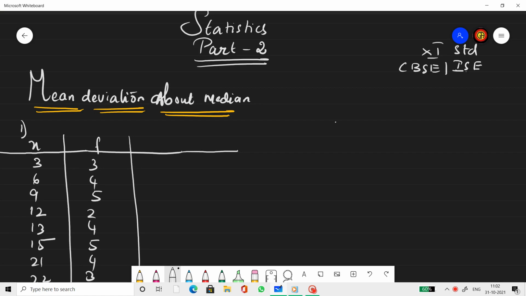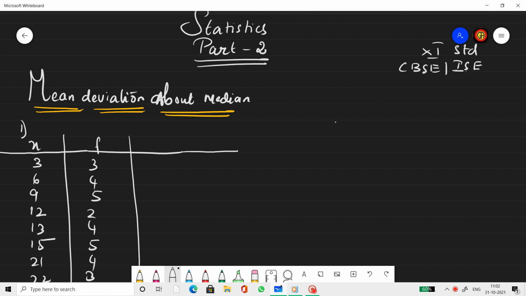Good morning, everyone. Today we're going to do part 2 video on statistics. This will be a part 2 class on statistics where we're going to do mean deviation about median type. Previously I did mean deviation about mean. This is mean deviation about median, and I'm choosing the discrete and the continuous data type questions.